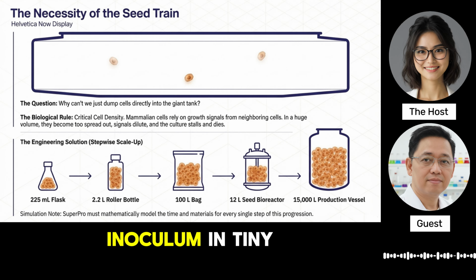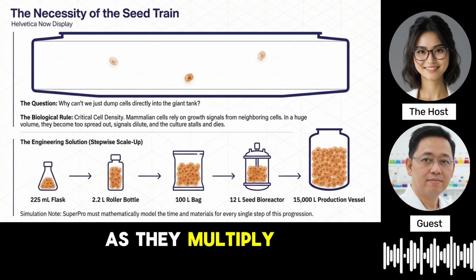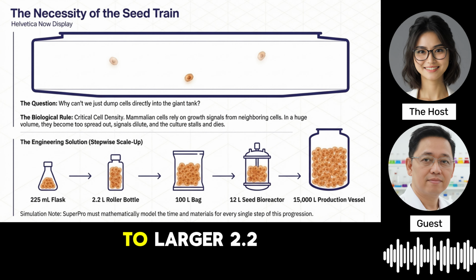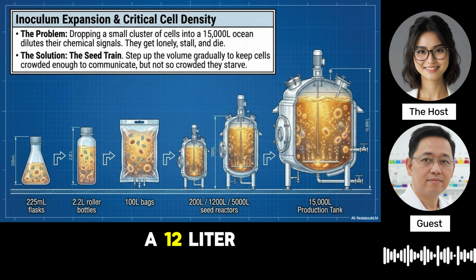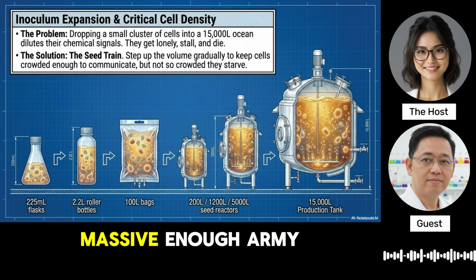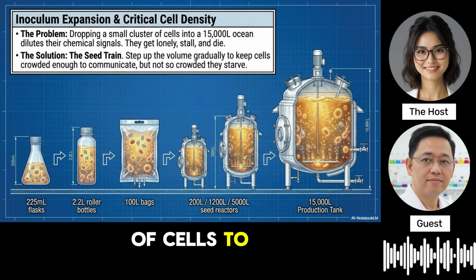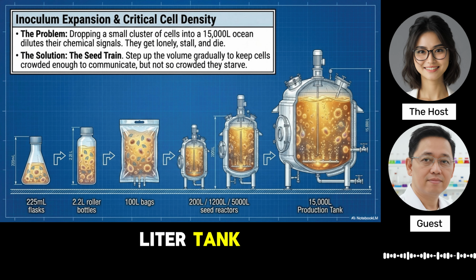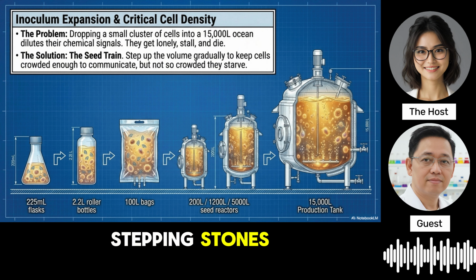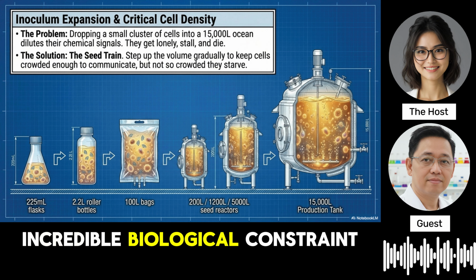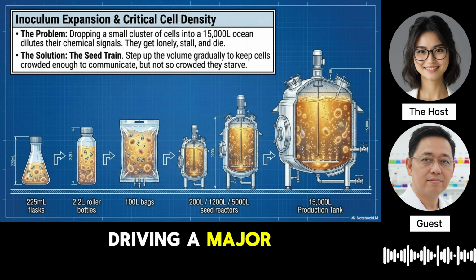You start the inoculum in tiny 225 milliliter flasks. As they multiply and get crowded, you move them to larger 2.2-liter roller bottles, then to 100-liter bags, then a 1,200-liter seed bioreactor, and so on. Until you finally have a massive enough army of cells to populate the 15,000-liter tank. Right, and SuperPro has to model the time and material required for every single one of those stepping stones. That is an incredible biological constraint driving a major engineering decision.